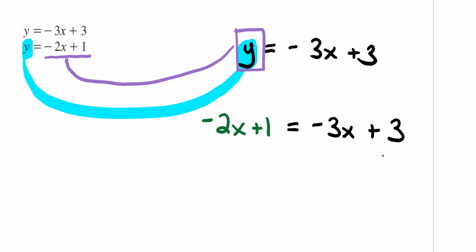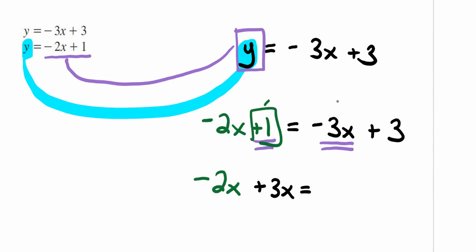Okay, and then from here on, you want to rearrange the terms. You want to get the variables on one side and the numbers on the other side. So if I take a look at this negative 3x, I want to move that, and I also want to move this plus 1. So you have to be able to do that in your head fairly quickly here. So if I move the negative 3x over, that becomes positive 3x. And then if I move that green 1 to the left-hand side, that becomes negative 1. And then the plus 3 remains.